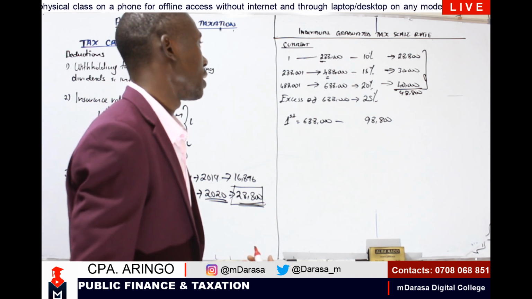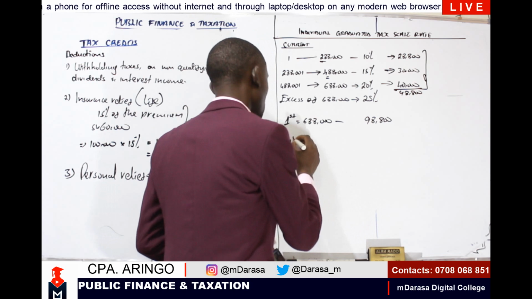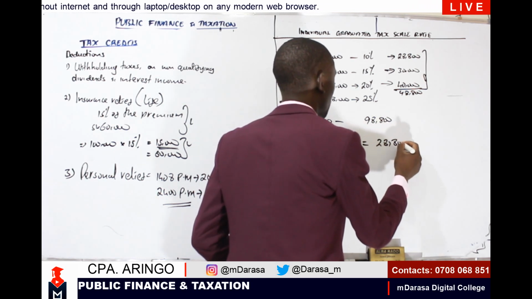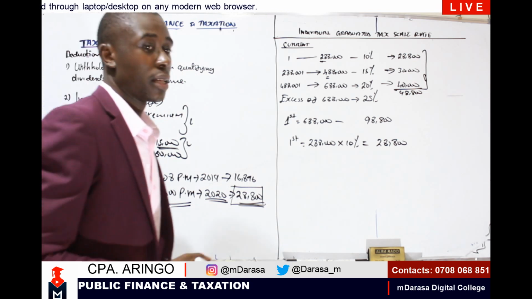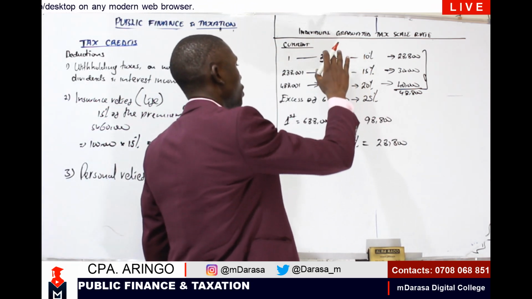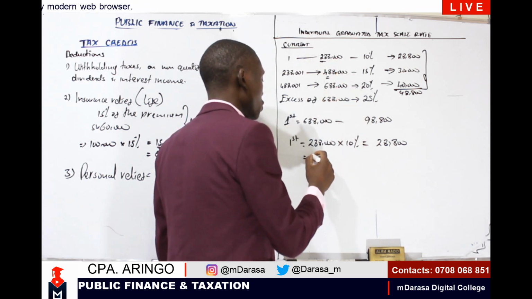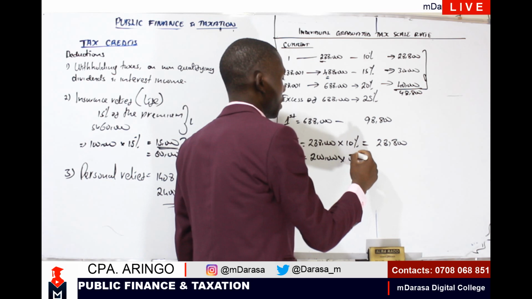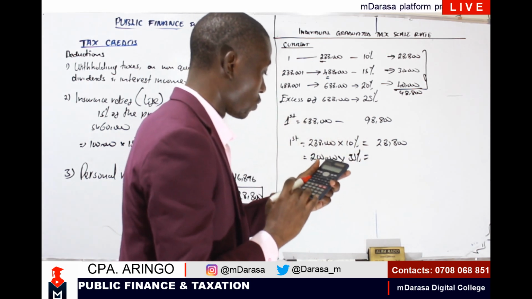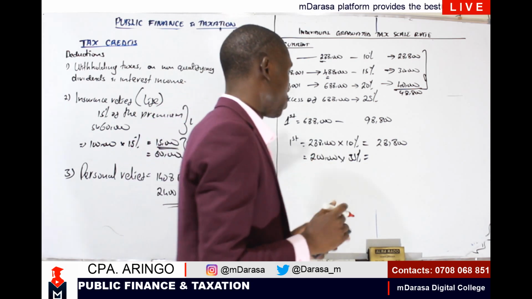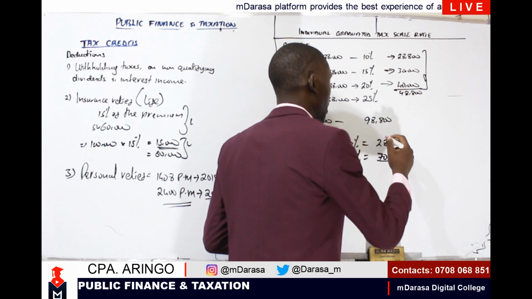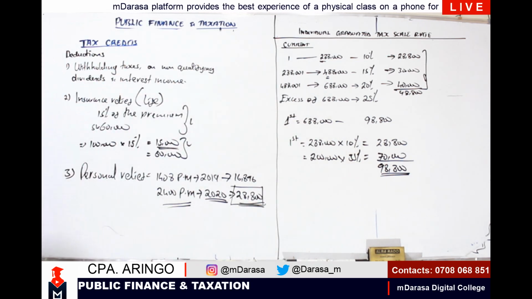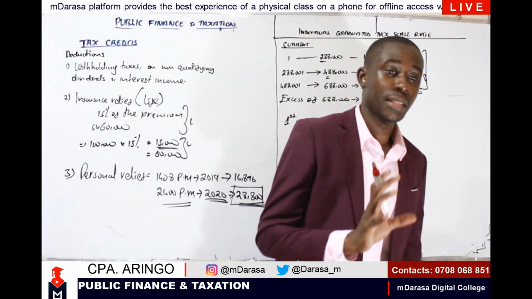Alternatively, a smart student could also have done it like this. You could have determined for the first 288,000, I'm having it at the rate of 10% to give us 28,800, right? Then I'm looking at the common difference between 488 and 288, and 688 and 488, which is 200,000. So I'm going to take 200,000 by what percentage? 20% plus 15%, that should give us 35%, right? So I'll be taking 200,000 by 35% to give us a figure of 70,000. So at the end of the day, if we add, I'll arrive at 98,800. So remember, this is a scale as at 2020.